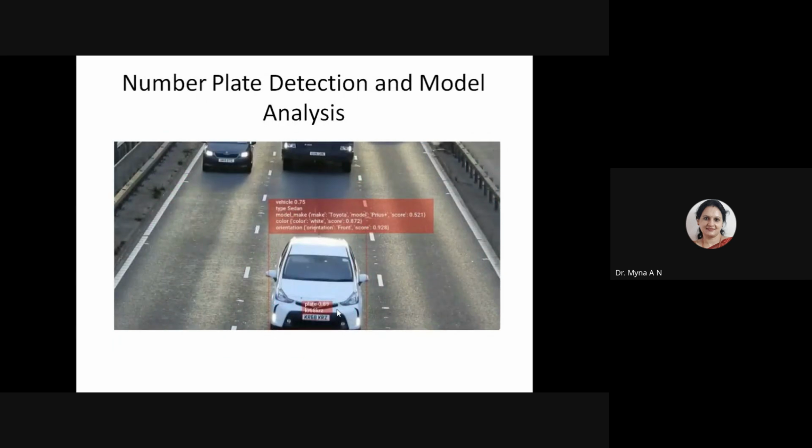This is another example of application of computer vision in transportation, where we can see a car. The car model as well as the vehicle number are detected. The model is detected as Toyota Prius. The orientation is also detected, that it is the front orientation, and the car type is sedan. And we can also see that the license plate number is detected.